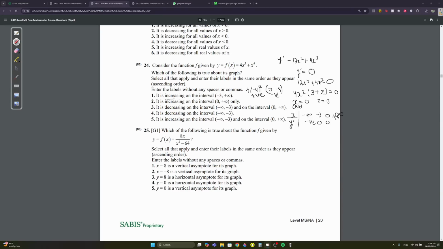Is minus 3 my repeated root? No. So it's going to alternate. Negative is going to become positive. Is 0 my repeated root? Yes. That means this positive is going to repeat itself. Positive. And there's no other root for it to alternate. So it's going to be negative, positive, positive.